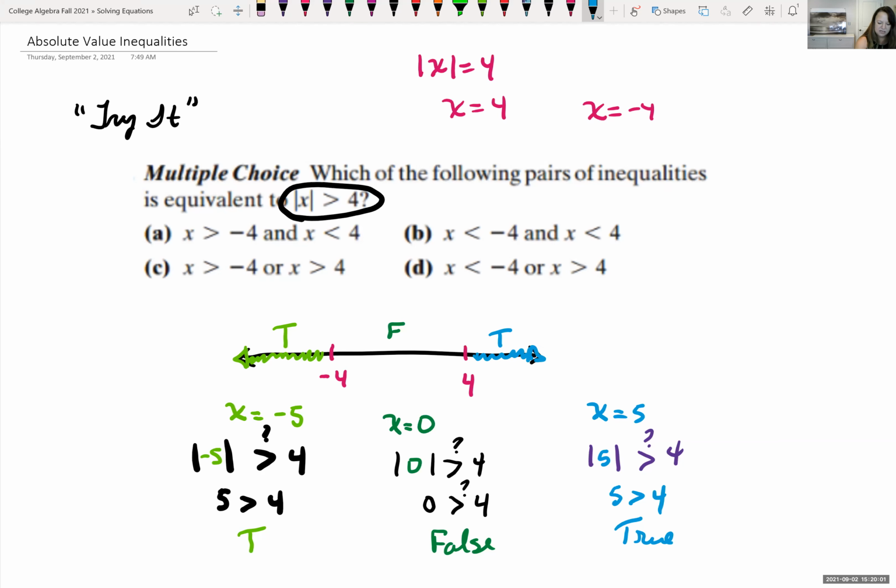So it really depends on whether we include that critical number, -4, 4, depending on if we have the equal to part or not in the inequality. We don't have the equal to, so we're not going to include that point. And so it's everything bigger than 4, but it's also everything which is less than -4.